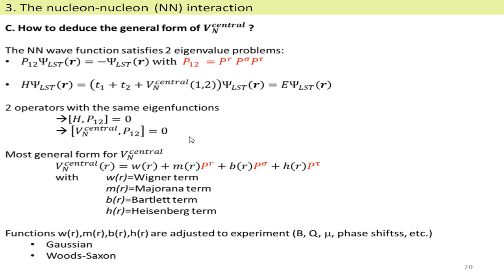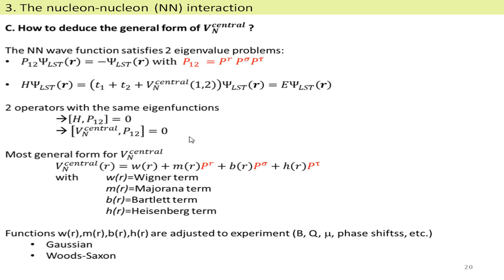Okay? So this is a general property. And now if you go back to the definition of this P12, P12 is the product of three operators. And if you want to write the most general form for this central part of interaction, including this constraint, then you easily see that this central part can be expressed with four contributions, one which does not depend on the exchange operator, one which depends on PR, one on P sigma, one on P tau. So this is the most general form which is consistent with this requirement.